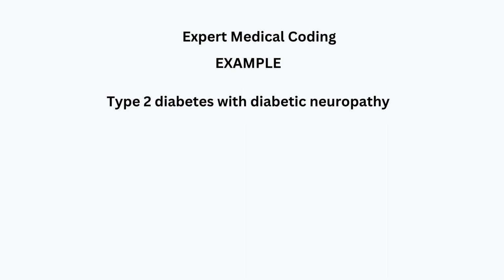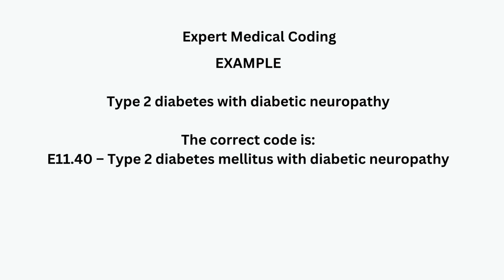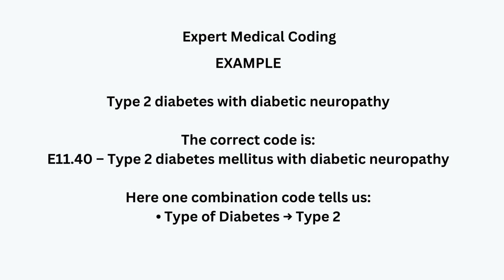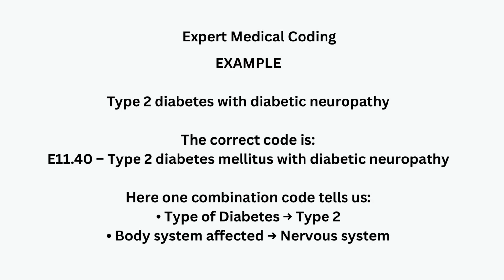Type 2 diabetes mellitus with diabetic neuropathy. The correct code here is E11.40, type 2 diabetes mellitus with diabetic neuropathy. Here, one combination code can tell us type of diabetes, that is type 2 in this scenario, body system affected, that is nervous system, and complication, that is neuropathy.